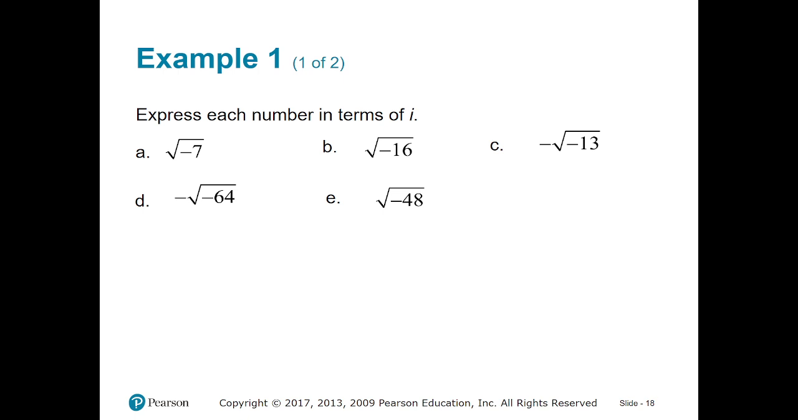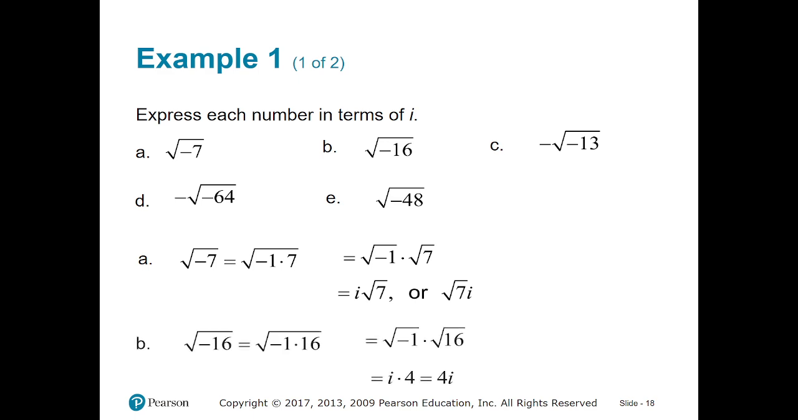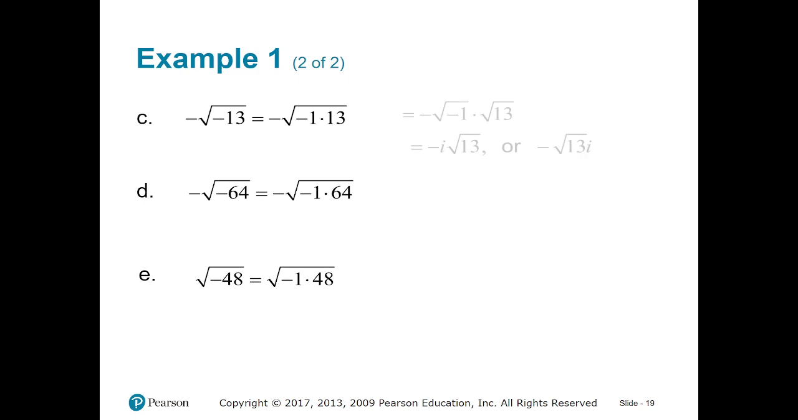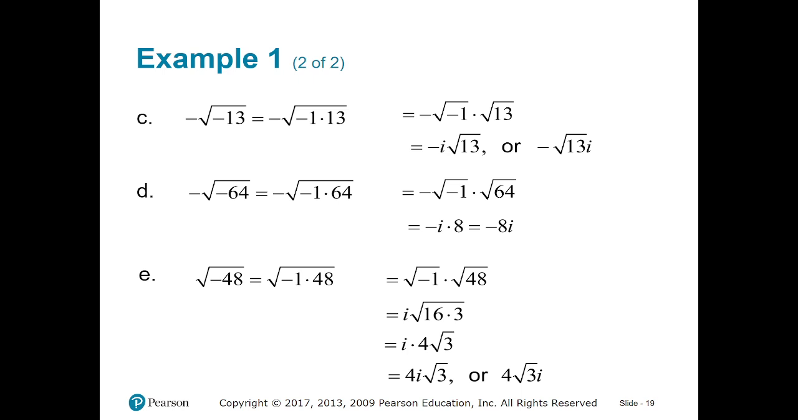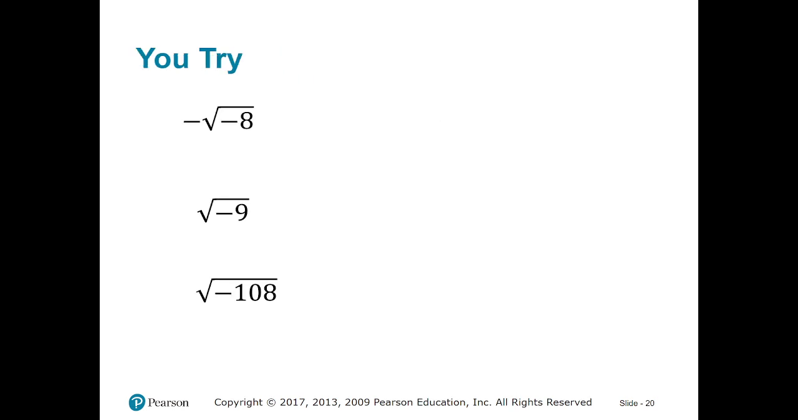So we'll have i times the square root of 16 times the square root of 3. But the square root of 16 is a perfect square root, so we'll have 4i times the square root of 3. Alright, now at this point I'm going to give y'all a minute to try these out on your own.